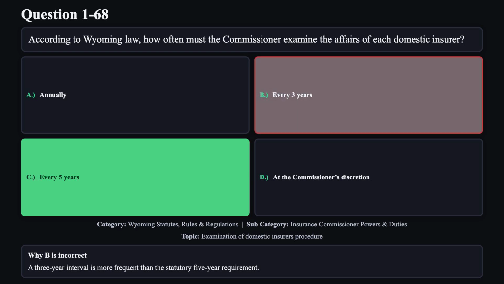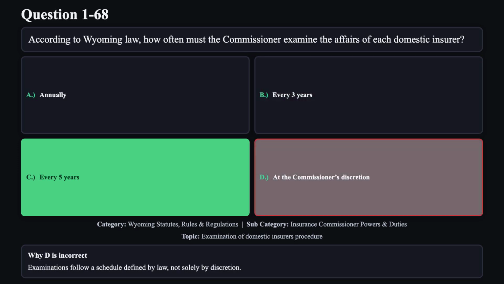Reason B is not correct. A 3-year interval is more frequent than the statutory 5-year requirement. Reason D is not correct. Examinations follow a schedule defined by law, not solely by discretion.